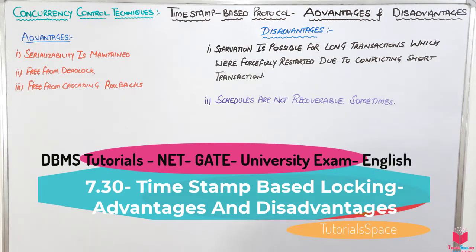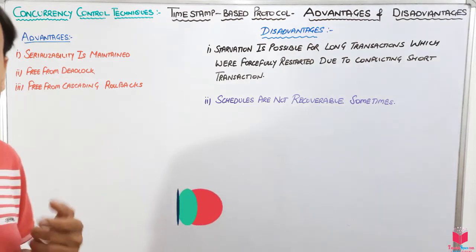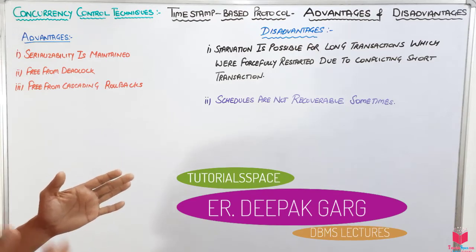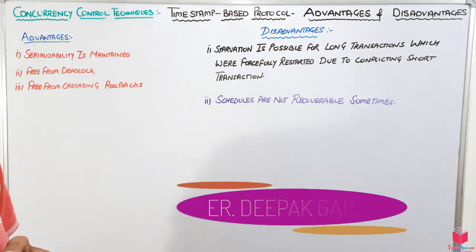Let's see. It says advantages: the serializability is maintained. That means the schedule which is given to us will be from the combination, or we find some other schedule from that schedule, so we will get at least a serializable schedule.